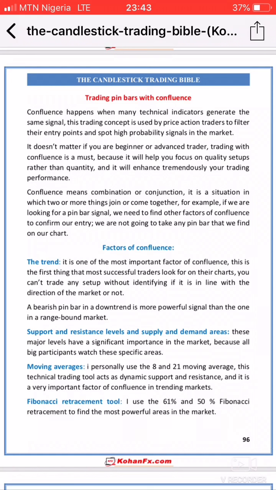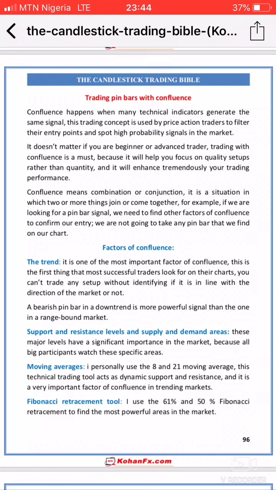Trading with confluence is a must because it will help you focus on quality setups rather than quantity, and it will enhance tremendously your trading performance. Confluence means combination or conjunction. It is a situation in which two or more things join or come together. For example, if we are looking for a pin bar signal, we need to find other factors of confluence to confirm our entry. We are not going to take any pin bar that we find on our chart.